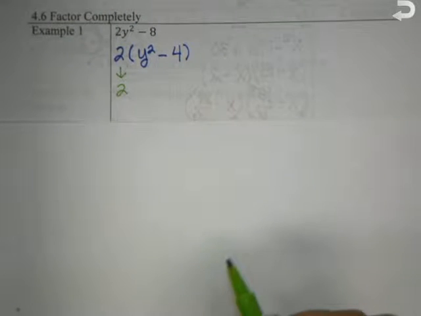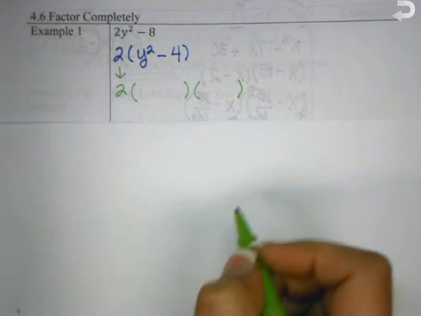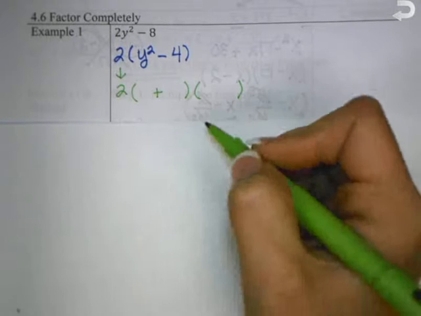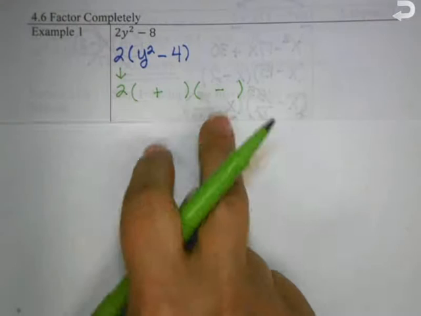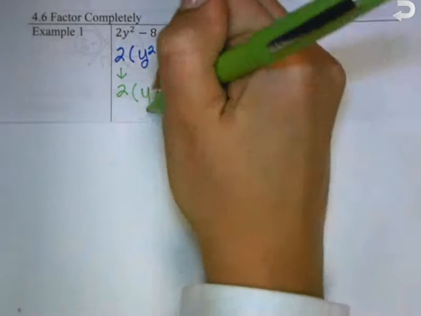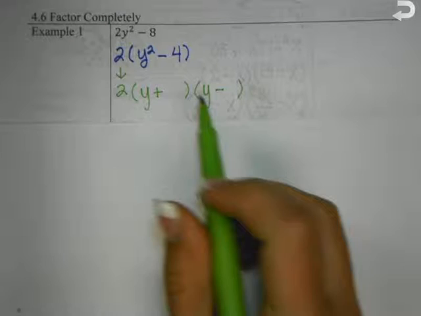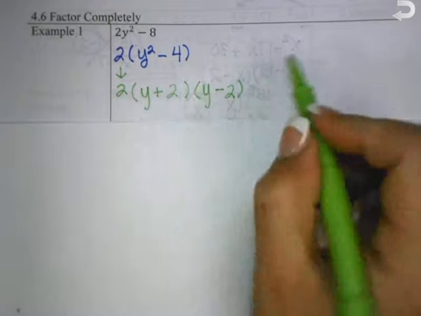I'm going to apply my rule for difference of 2 squares. So 1 parentheses is plus, 1 parentheses has minus. And what goes in the first 2 spots? Y. Square root of y squared is y. What goes in the second 2 spots? 2. Good, 2. How'd you get that? Because square root of 4 is 2.